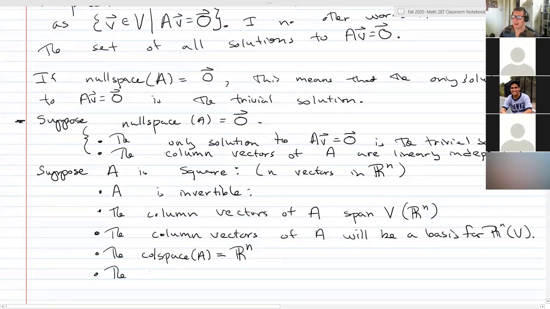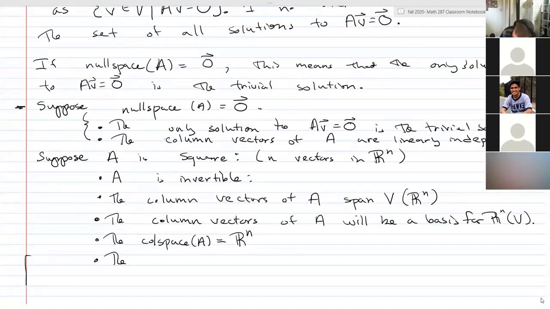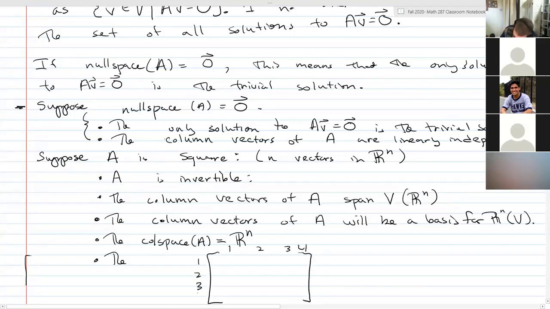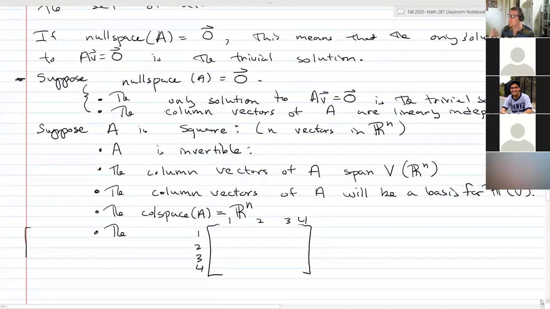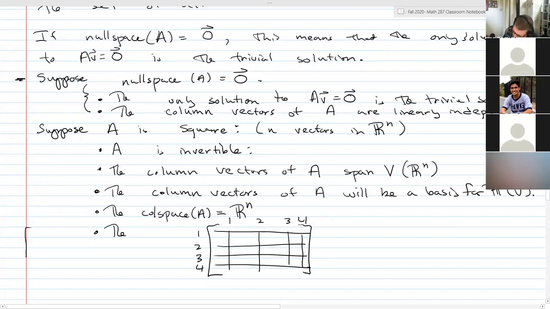But here's the other thing. A is square, so imagine, for example, that I draw a little picture here. I've got 4 columns and 4 rows. I'm just using this as an example to show the same number of rows and columns. So the column vectors are in R4, which we already know. But the row vectors are also in R4.